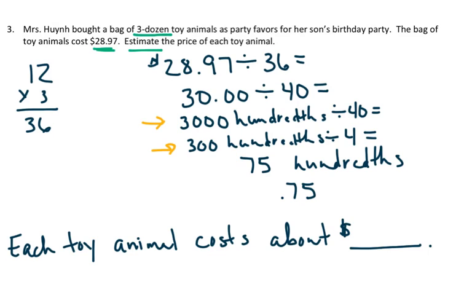Now remember, we were talking about money, so instead of saying 75 hundredths, you can say that it's 75 cents. So we're building some steps for the students to be able to solve $30 divided by 40. We're working up to them being able to do that mentally. So we're going to the word form and then back to the standard form for that. So again, the answer for this question is each toy animal costs about 75 cents. No need to find the exact cost because we're only looking for the estimate for this problem.